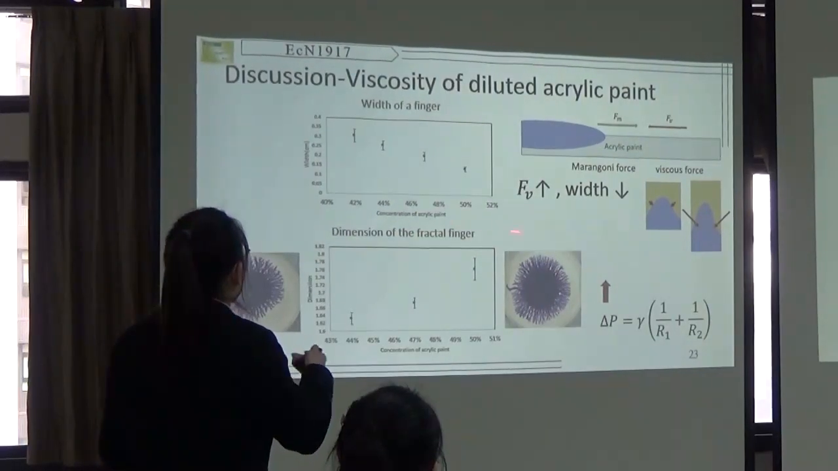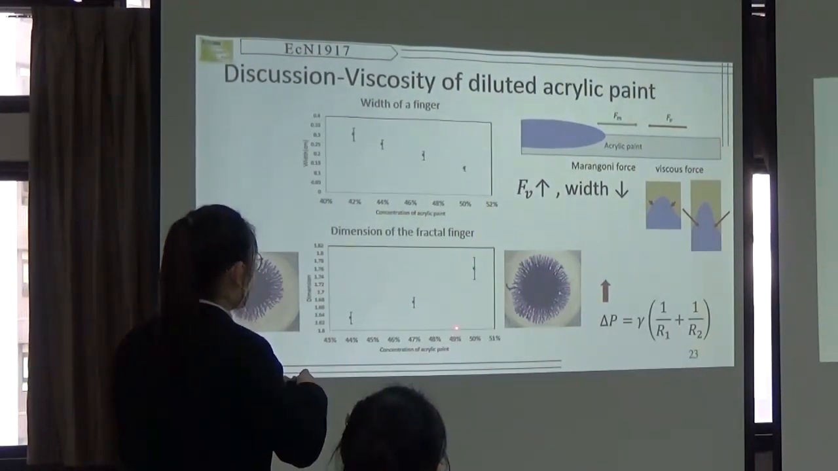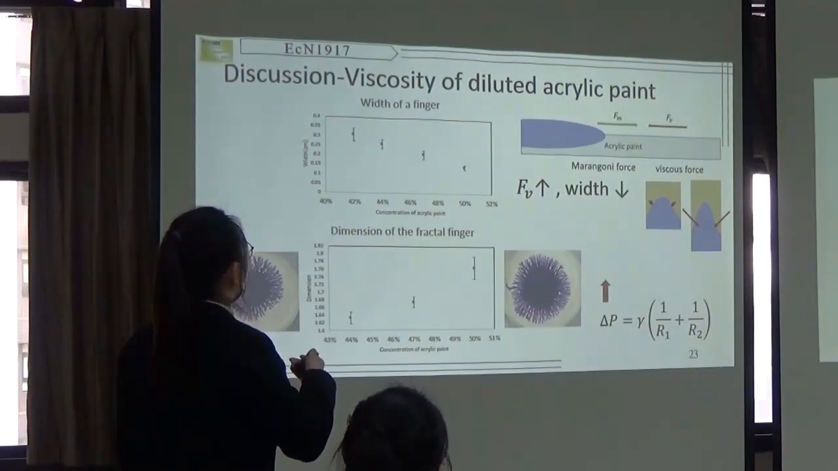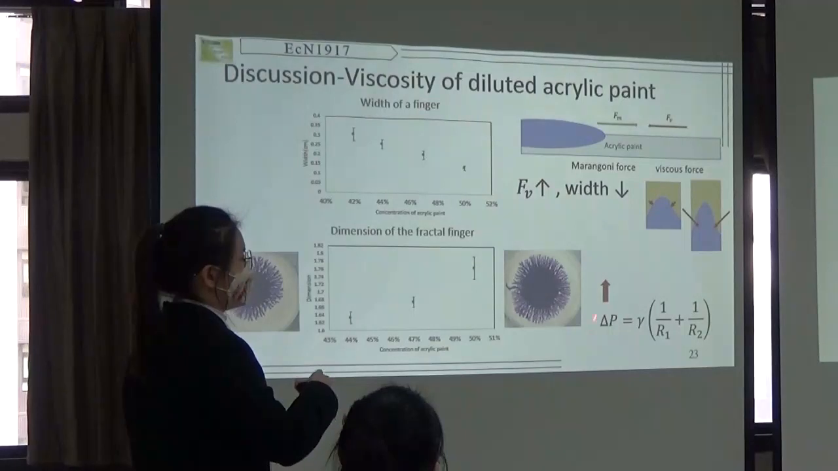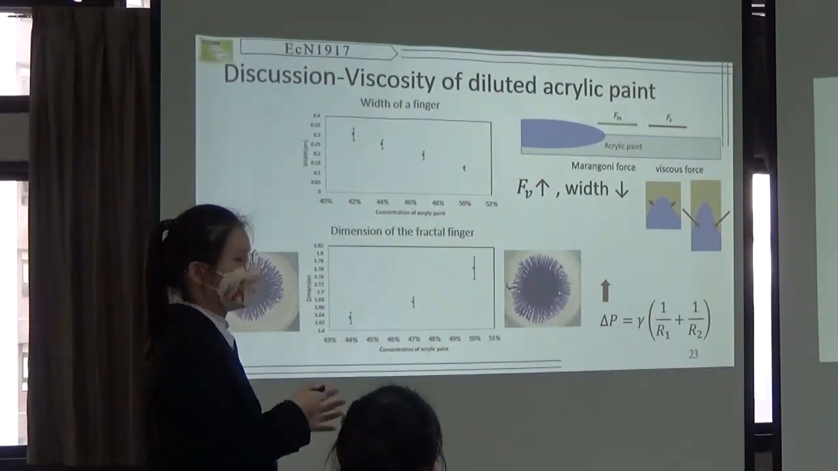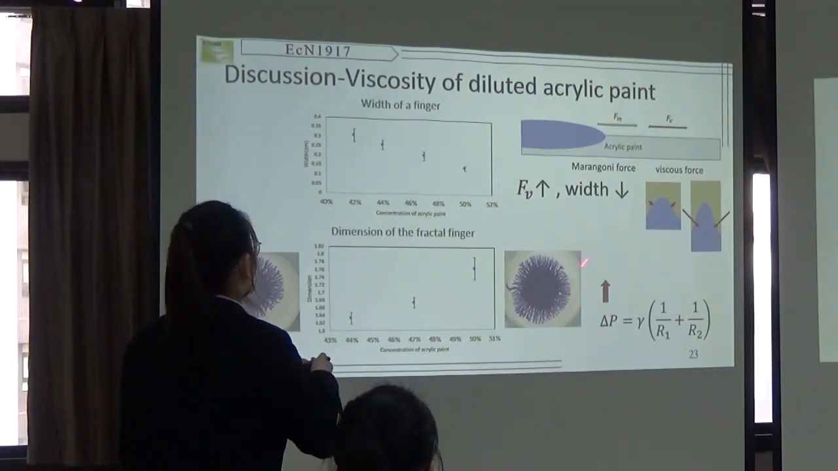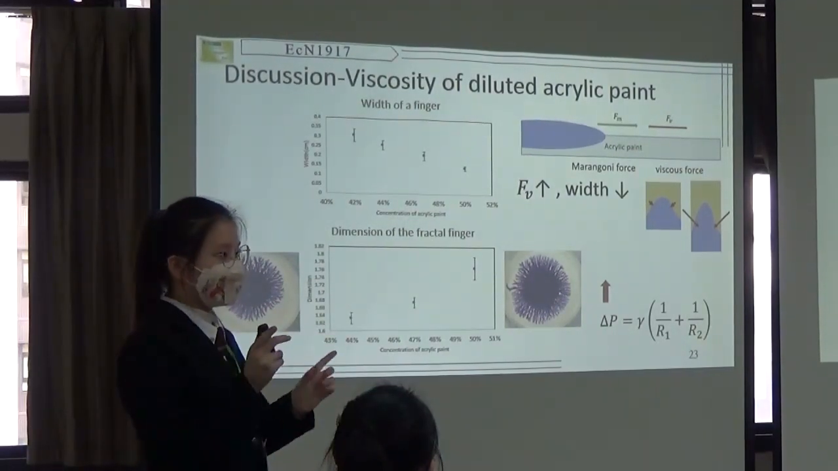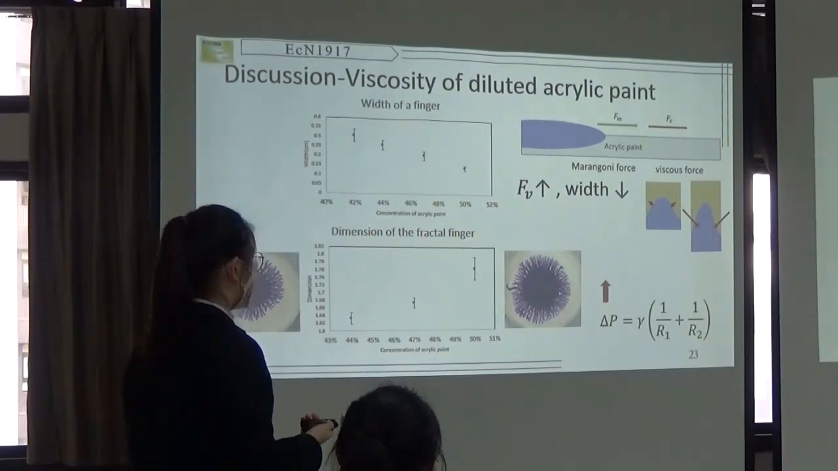But for the dimension of the fractal fingers, when the concentration increases, the dimension will increase, since when it becomes thinner, the curvature difference will be more obvious, so it will extend more fingers and the dimension of it will be bigger.